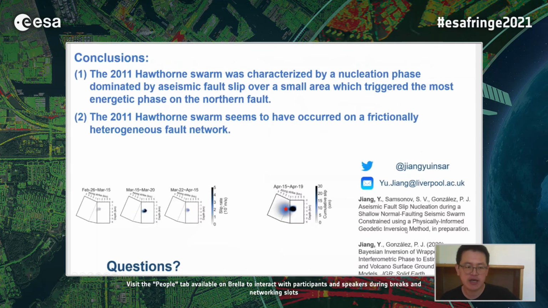In conclusion, the 2011 Hawthorne swarm was characterized by a nucleation phase dominated by aseismic fault slip over a small area, which triggered the most energetic phase on the northern fault. And the 2011 Hawthorne swarm seemed to have occurred on a frictionally heterogeneous fault network. Thank you.